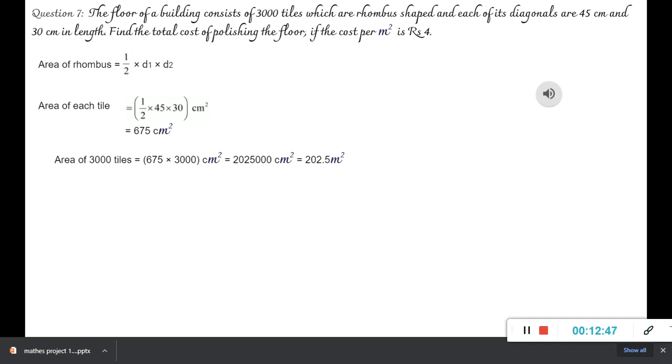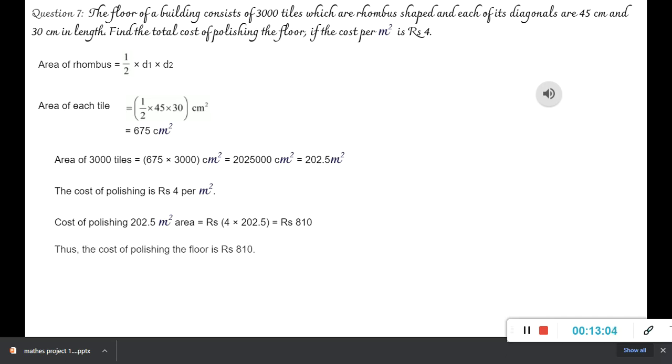So now we got 202.5 meter square. Now the cost of polishing is rupees 4 per meter square. So total cost of polishing 202.5 meter square area is equal to 4 into 202.5. That is equal to rupees 810. So the cost of polishing the floor is rupees 810. Clear?